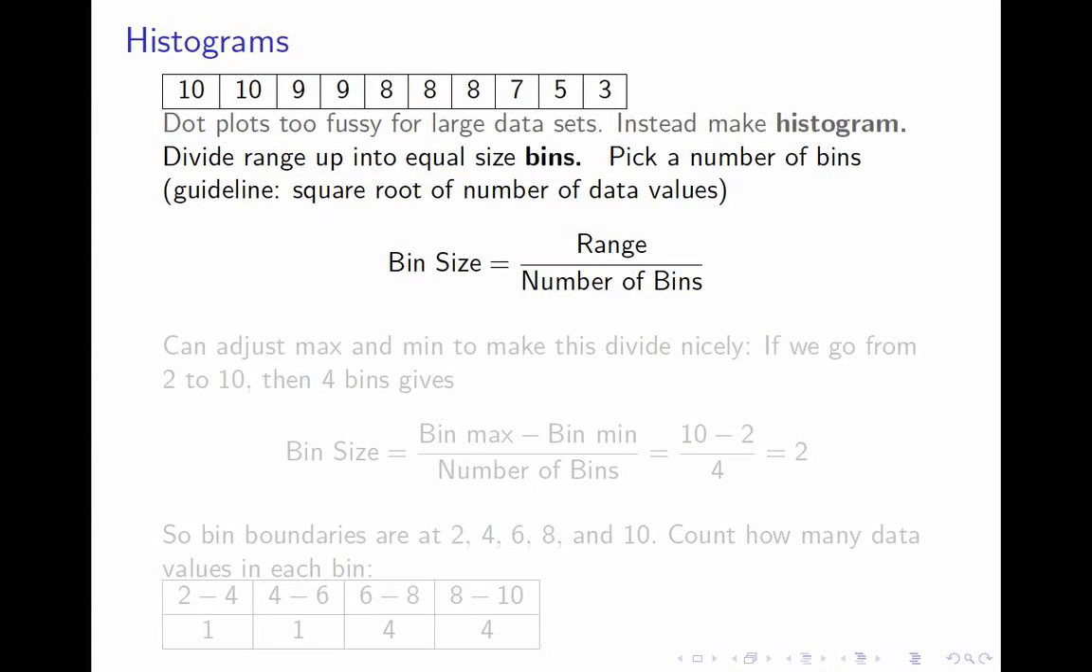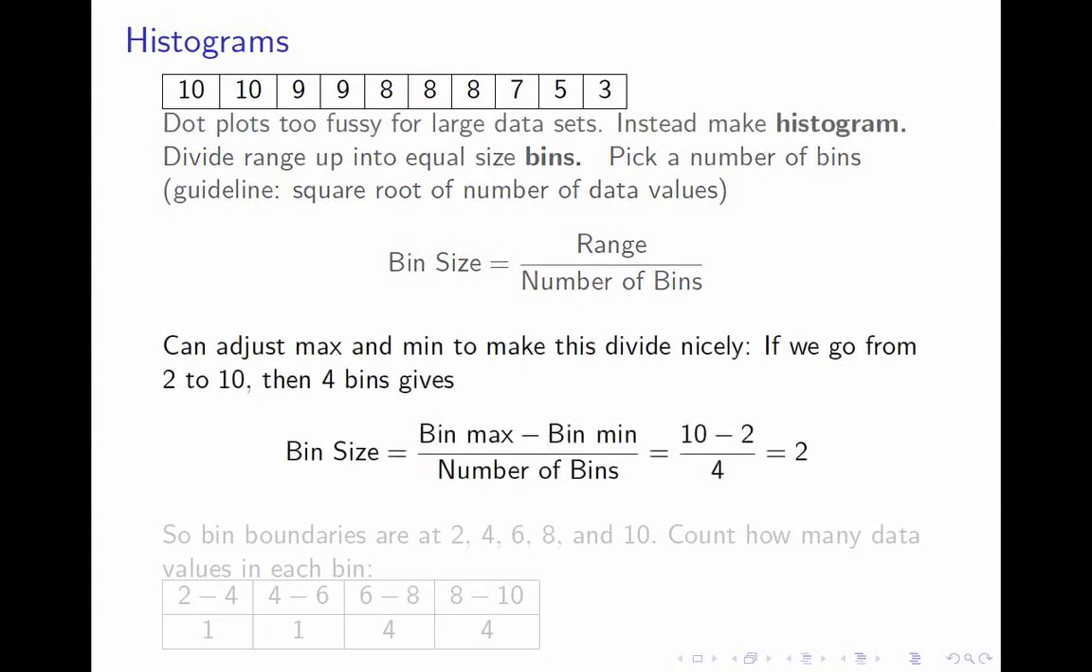But a good rule of thumb is to pick something near to the square root of the number of data values. So if you have 100 data points, 10 is a reasonable number of bins to have. If you have 1,000 data points, somewhere in the 30s. We had 10 data points, so 3 or 4 bins is probably all we can do. Once you've decided the number of bins, which is your choice, then the bin size is going to be the range divided by the number of bins. That way each bin will be the same size.